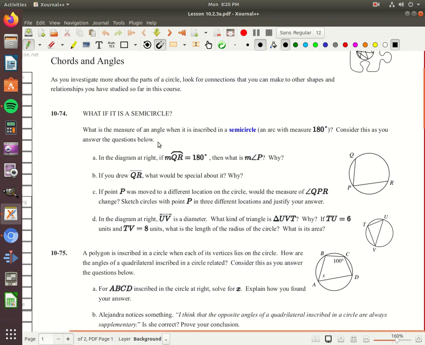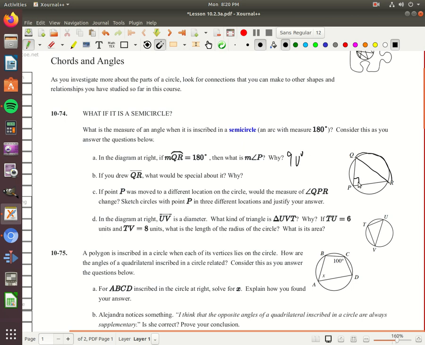So, what is the measure of an angle when it is inscribed in a semicircle? An arc with a measure of 180 degrees. Consider this as you answer the questions. So, in the diagram at right, the measure of the minor arc is 180 degrees. I don't know if it's the minor arc necessarily because it's the entire thing there. So I think that would be the middle of it, cuts it in half. And that would make this a 90-degree angle, right? Angle P has to be 90 degrees.